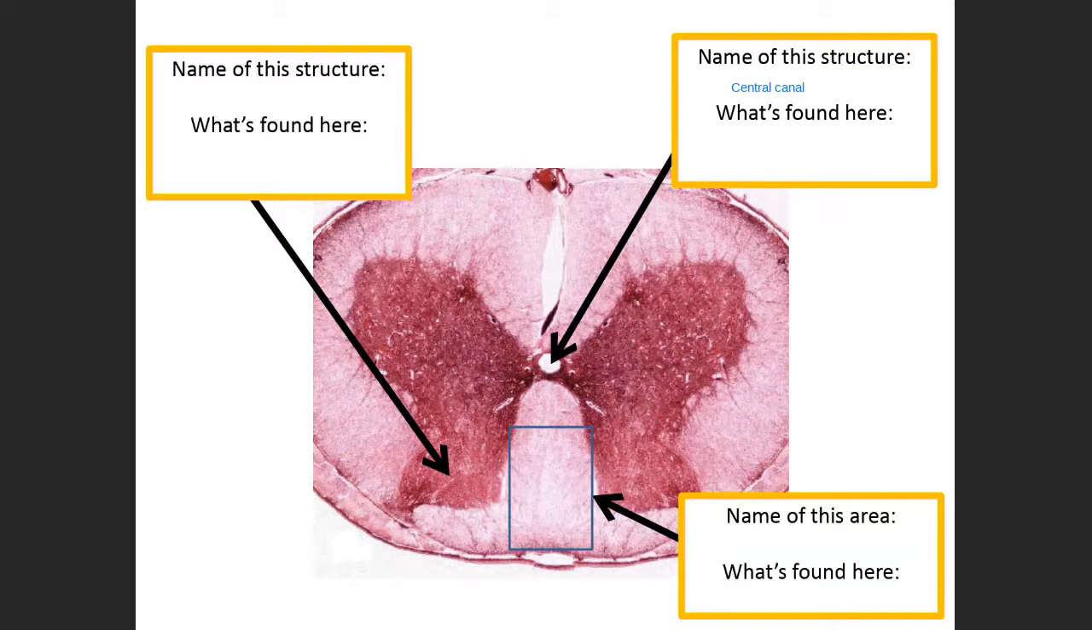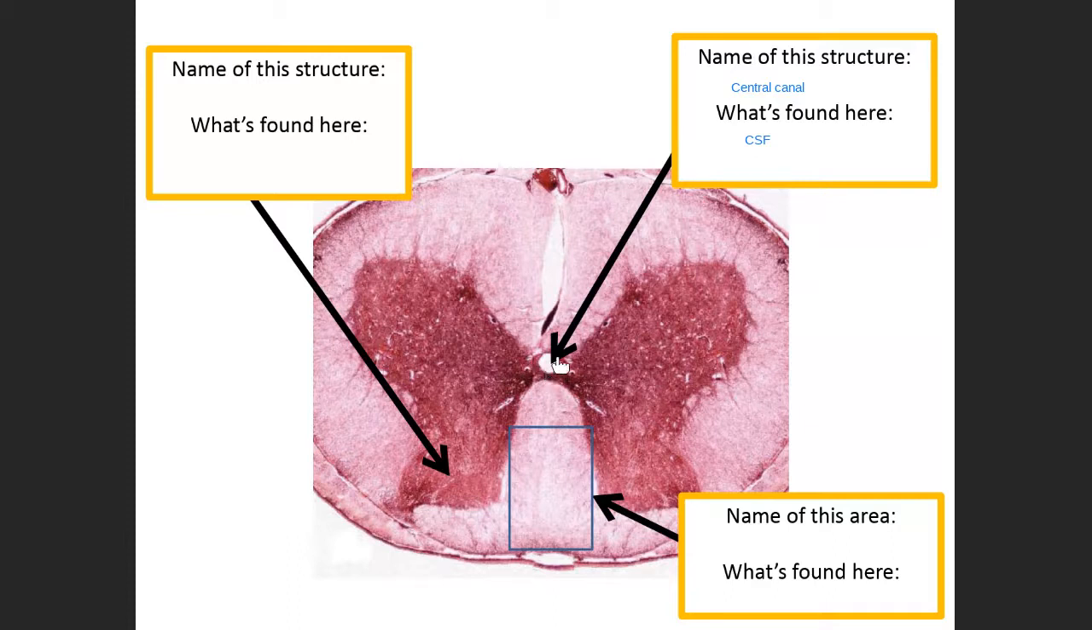This is a place that is full of something. What fills up the Central Canal? What's there in the middle? Yeah, CSF, cerebrospinal fluid, is found here in the Central Canal. I'll remind you as you're reviewing the flow of cerebrospinal fluid for the final exam, when we're thinking about how the brain and the spinal cord relate to each other.